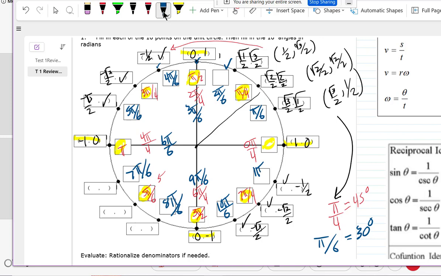Now, I'm not reducing fractions, but you do want to reduce fractions. So that's it. You can count by pi over 4, and you can count by pi over 6. Before you take the test, just print yourself out a blank unit circle and see how quickly you can get that put together.